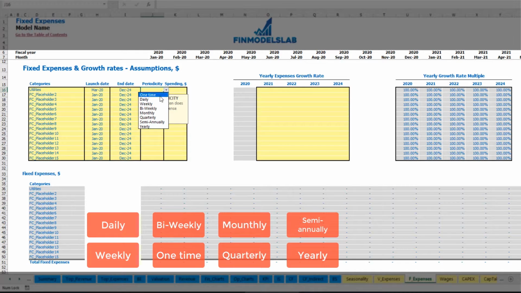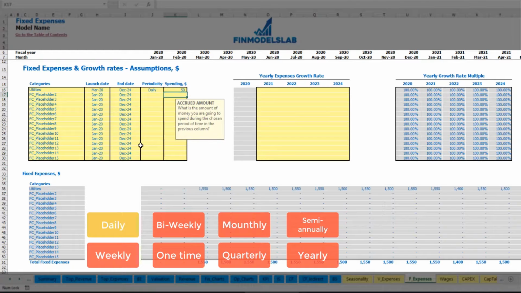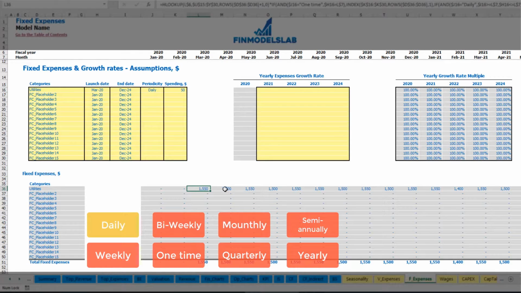Let's pretend periodicity will be daily with an amount of $50 per day. So you may see these amounts in here. It is calculated based on the count of days within this month. Obviously, in March 20 you have 31 days, so you will have $1,550. In April you have 30 days, which means this will be $1,500.